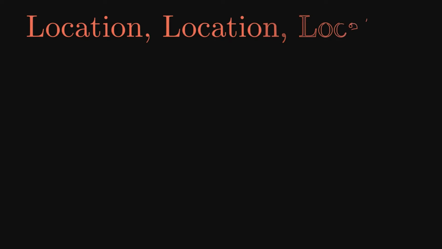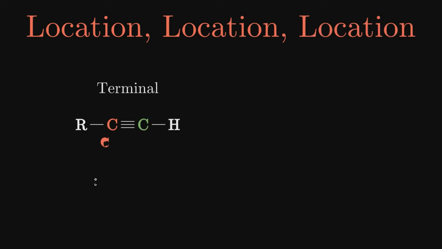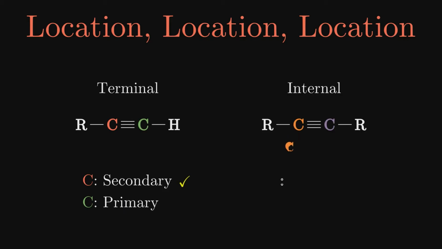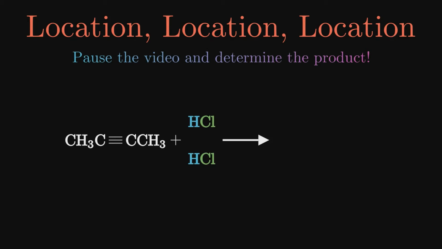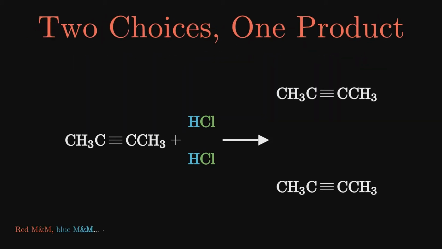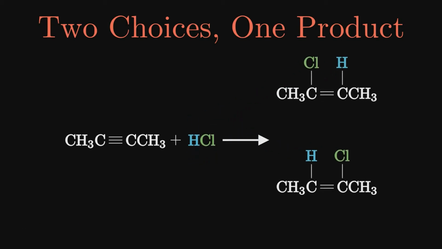Location, however, plays a major role in the outcome of the reaction. When we have a terminal alkyne, we choose between a secondary or primary carbon, which is an easy choice. When it is internal, it is always between secondary carbons, so how do we choose? Well, think it over and give it a go with two HCls reacting with but-2-yne. The first bit is easy. It does not make a difference if you put the first chlorine on the left or right carbon because both are secondary and the product is 2-chlorobutene.